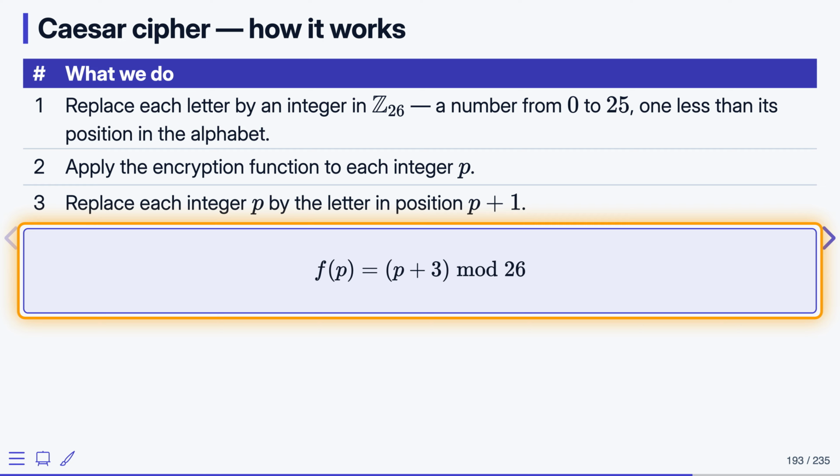And this is the function. f(p) equals (p plus 3) mod 26. It adds 3 and then wraps around at 26. The mod is what makes the wrap happen.